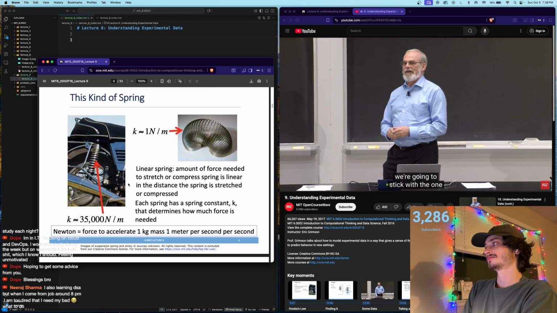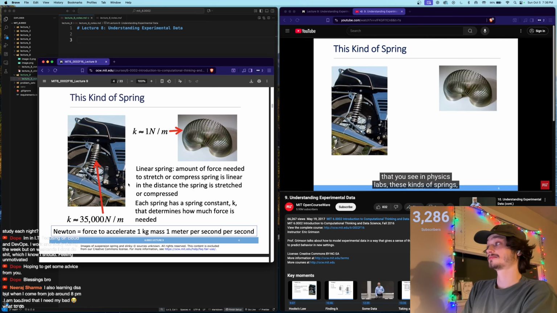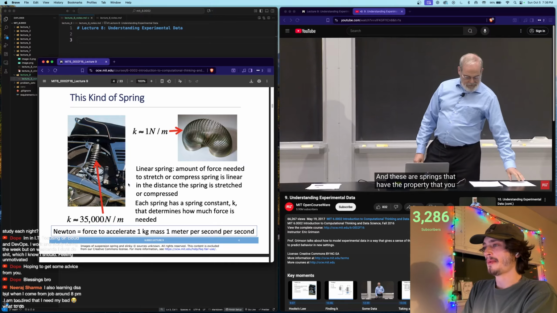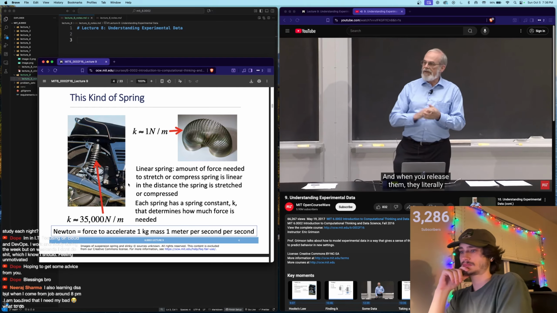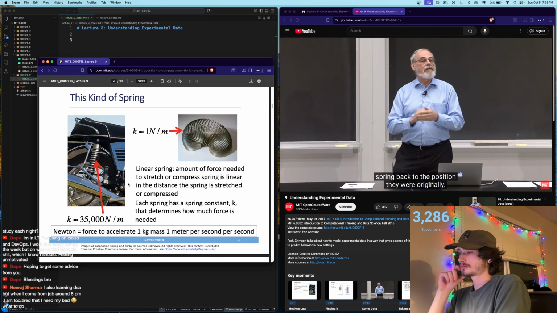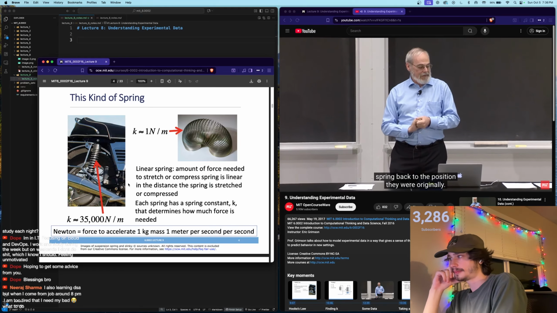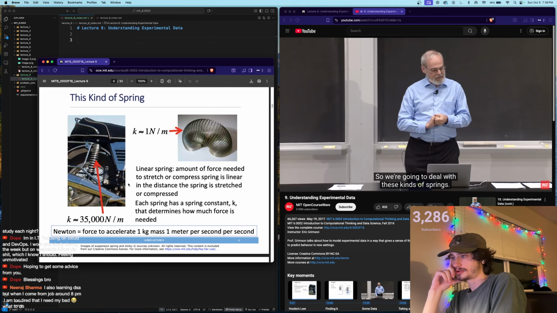Because, well, I'd like to model these two springs. We're going to stick with the one that you see in physics labs. These kinds of springs, so-called linear springs. And these are springs that have the property that you can stretch or compress them by applying a force to it, and when you release them, they literally spring back to the position they were originally. Yeah. So we're going to deal with these kinds of springs.